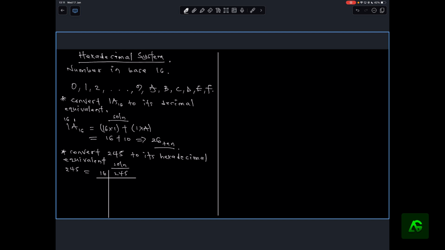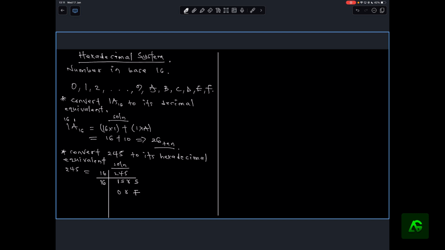Now let's do it together. How many 16 can we see in 24? 1. Remainder what? 8. Now in 85, that is 5, because 16 times 5 is 80. So we have a remainder of 5. Am I right or wrong? Right. Now we continue. 16 in 15. 0, remainder what? So that 15 now in base 16, what will it be? That is what? Capital F.